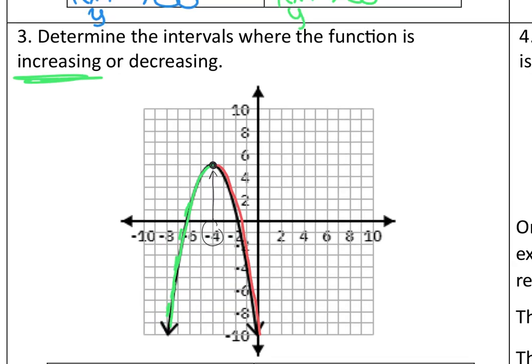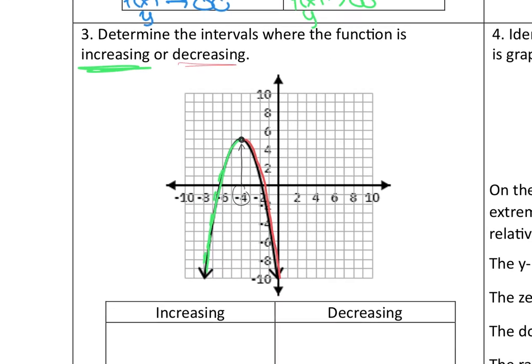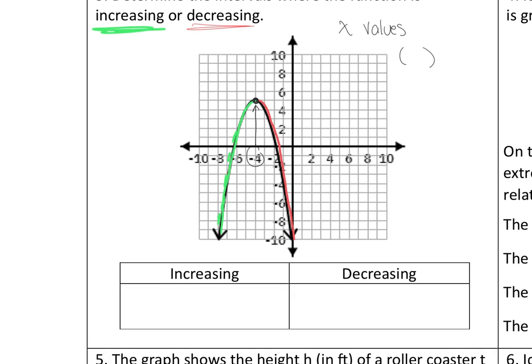Remember, for increasing and decreasing, we're always going to use the x values, and we're always going to use parentheses. So for increasing, we're using x values, so I'm going towards negative infinity until I get to my -4. So negative infinity to -4. But for decreasing, I don't start until -4, and I go towards this way, infinity. So -4 to infinity.